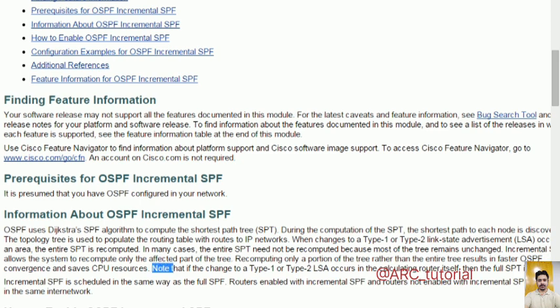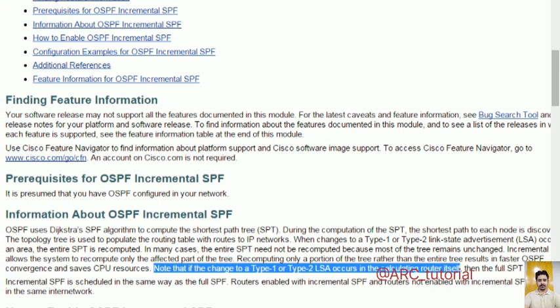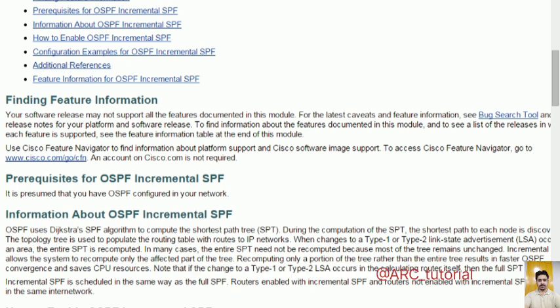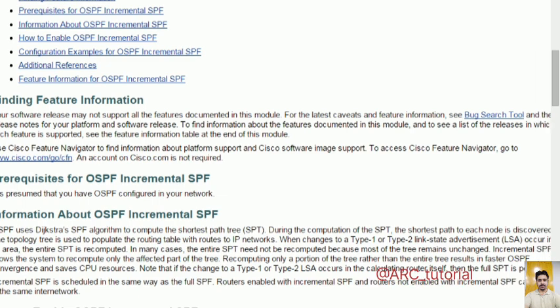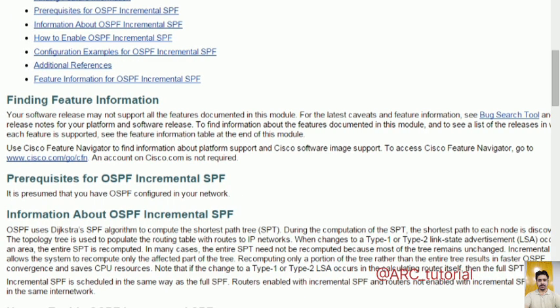Note that if the change to type 1 or type 2 LSA occurs in the calculating router itself, then a full SPT is performed. Incremental SPF is scheduled in the same way as the full SPF. Routers enabled with incremental SPF and routers not enabled with incremental SPF can function in the same internetwork. It's not like that to form neighborship, ISPF should be enabled on both routers. But I hope that you have understood the uses of ISPF now.